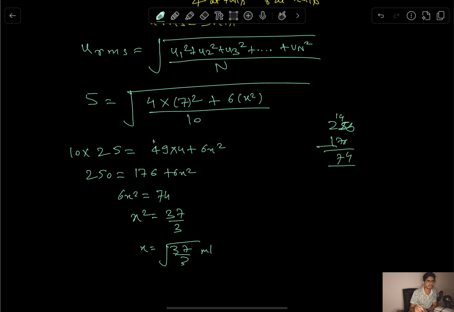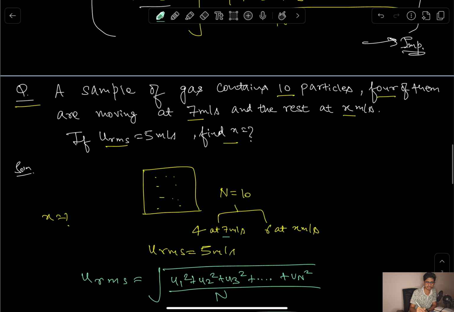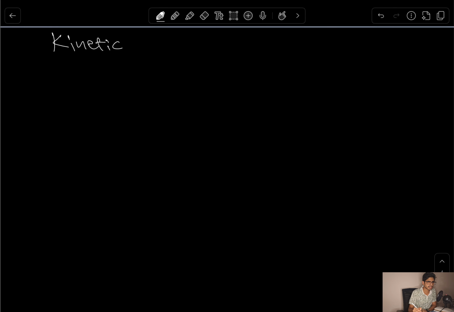You can further solve it and get into decimal. So that's not the main point here. The main point here is that you remember this important formula. Now we'll talk about the kinetic gas equation, other terms through which we can express this equation.